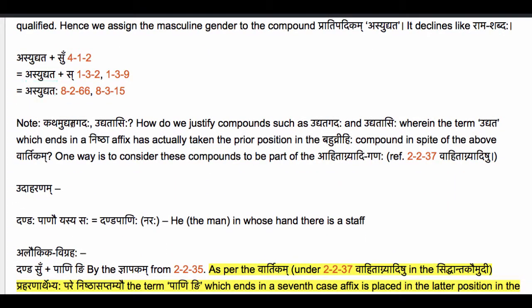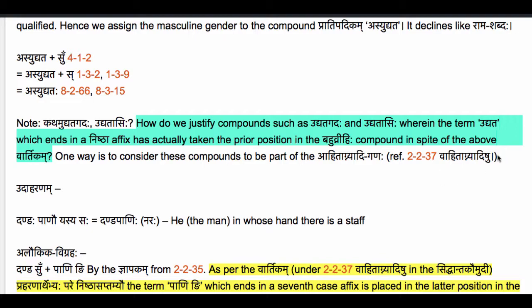The note here asks the question, katham udyata gadaha, udyata asihi? How do we justify these forms now? Because here udyata is being placed in the prior position, even though gada and asi, meaning a mace and a sword, denote weapons. So in spite of this vartikam, the term udyata is seen in the prior position in the compound, in a bahuvrihi compound.